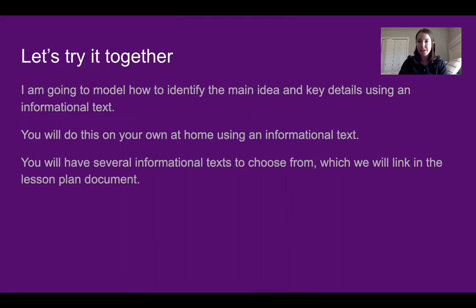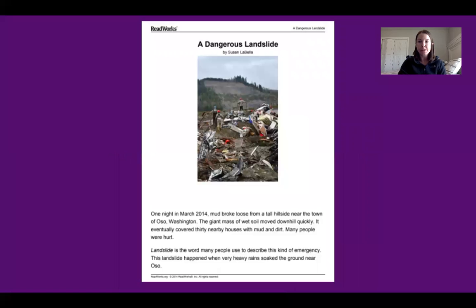So I'm going to do the same thing we did for reading lesson number 1. We're going to model that using a text from my work, and then you're going to do this at home using your own informational text, and you'll have the same ones to choose from. So here's our text for today. It's called A Dangerous Landslide. I will read this, and then we will find the main idea and key details.